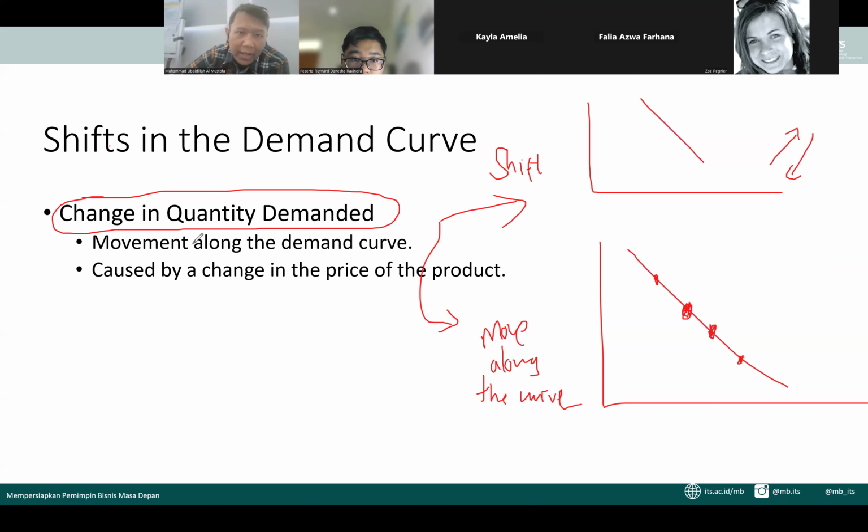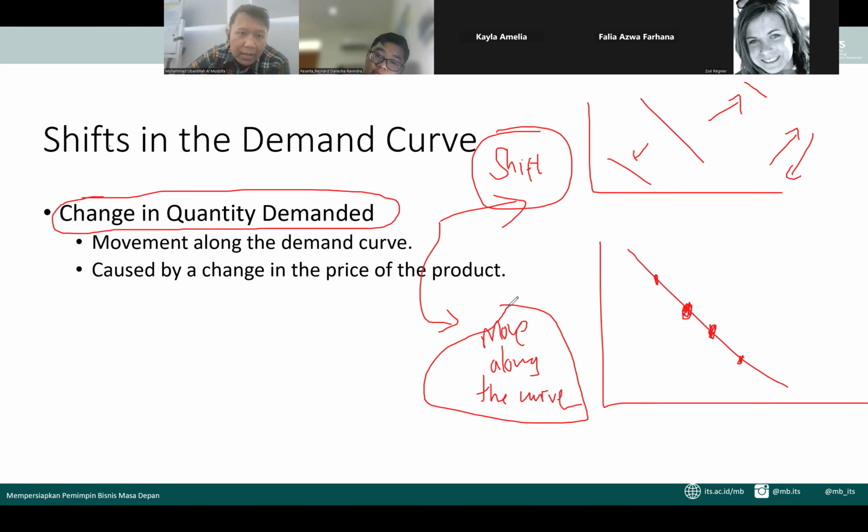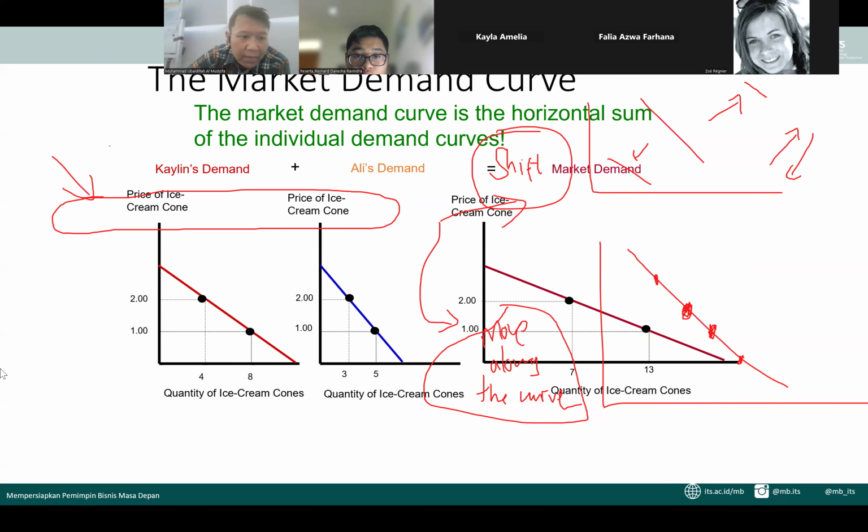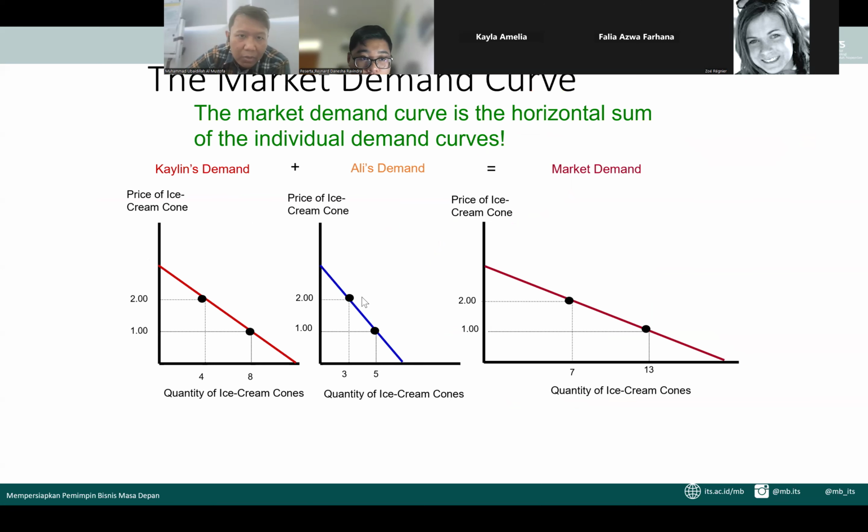Again, guys, please be focused. We have two kinds of movement. The first one is a shift. A shift is when we have a demand curve and it can go right or it can go left. The second movement is a move along the curve. When I speak of a move along the curve, the only reason is a change in quantity demanded. For example, you see in the previous slide, Ali, at a price of $2, demanded 3 ice creams.